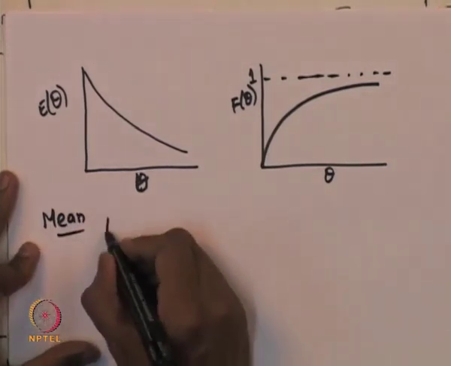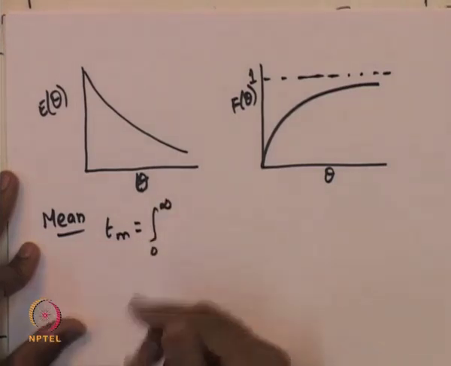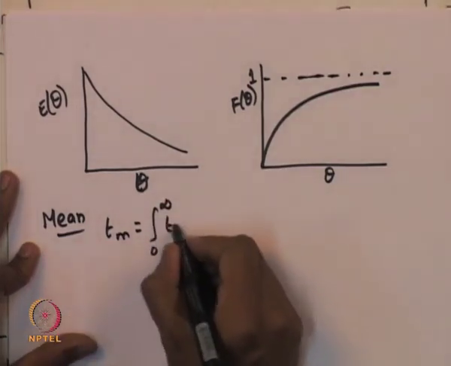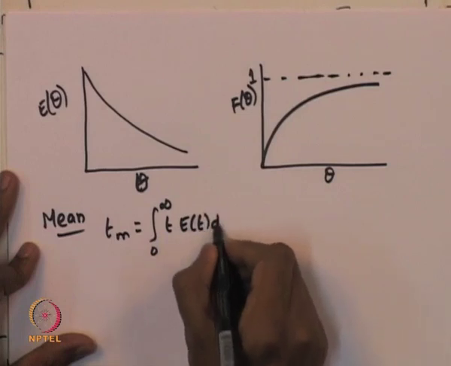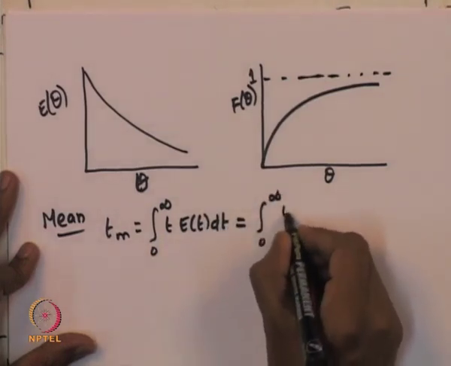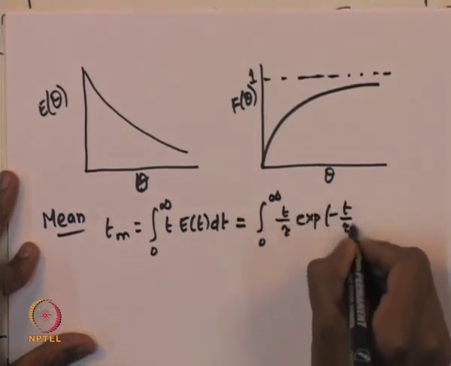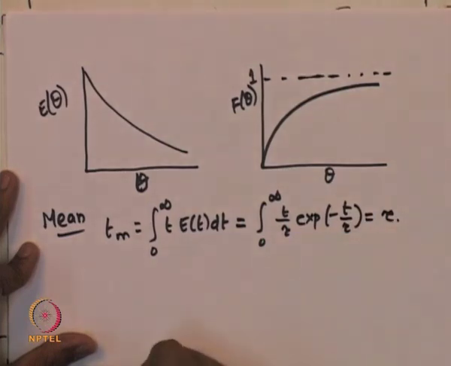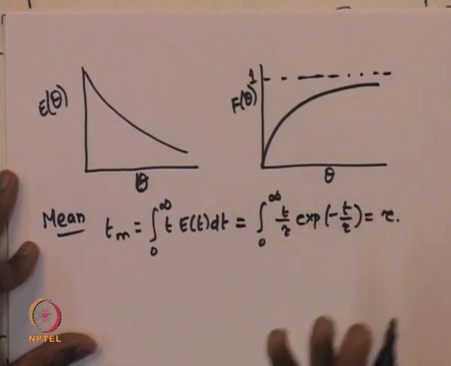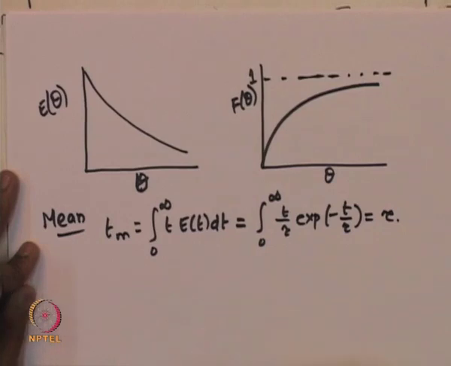And so the mean can be estimated as T m, equal to integral 0 to infinity, these are different properties of the distribution, t into E of t dt, that should be equal to integral 0 to infinity t by tau into exponential of minus t by tau, and that should be equal to tau. So, that is exactly what we observed before. If there is no dispersion, then irrespective of whatever the RTD is, the mean residence time should be equal to the space time of the reactor itself.